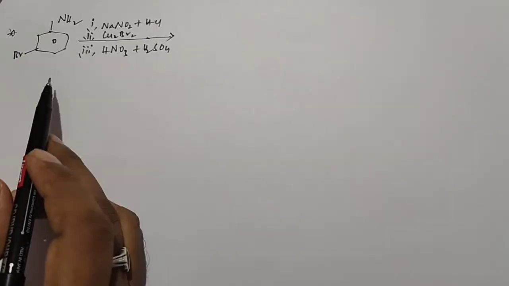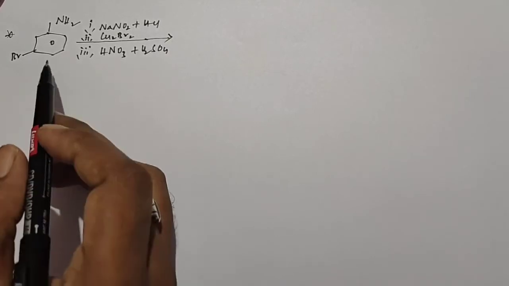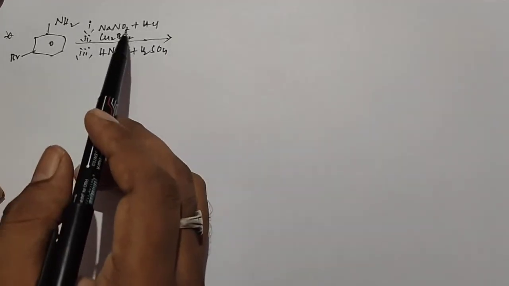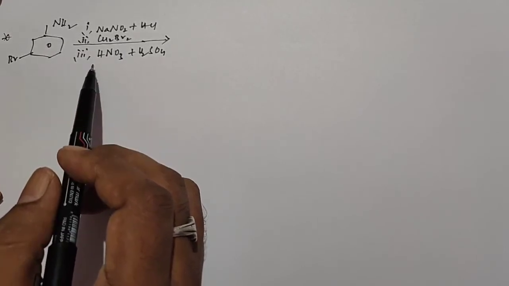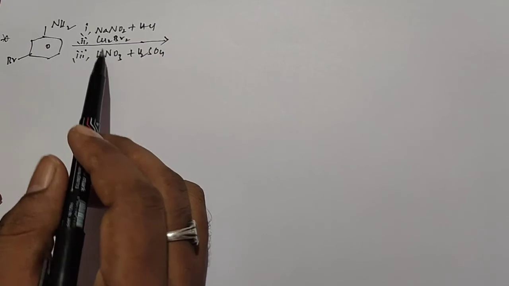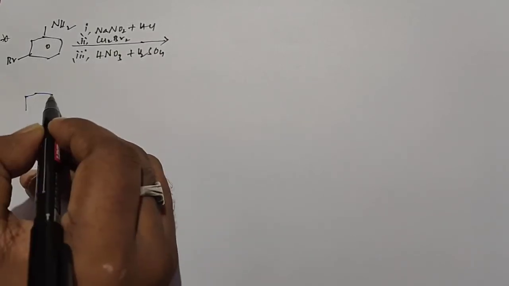That's all. Okay students, this is the next miscellaneous or incomplete reaction. This compound first undergoes diazotization. After that it undergoes Sandmeyer reaction. After that it undergoes nitration. So the reaction can be done in three steps. So we will see.